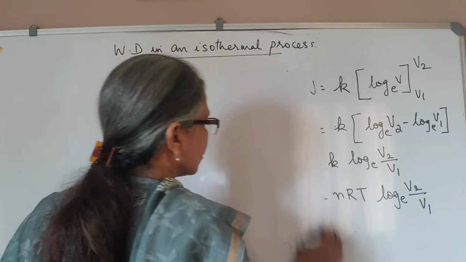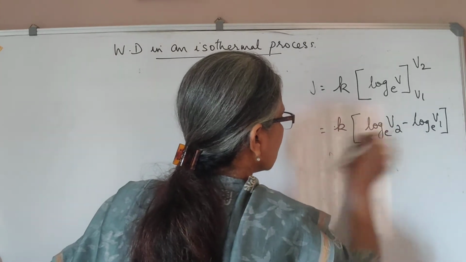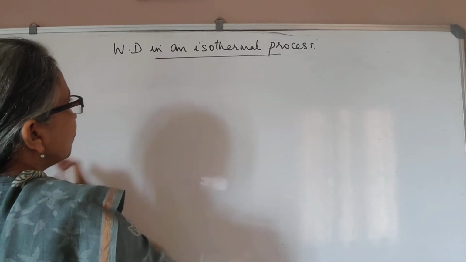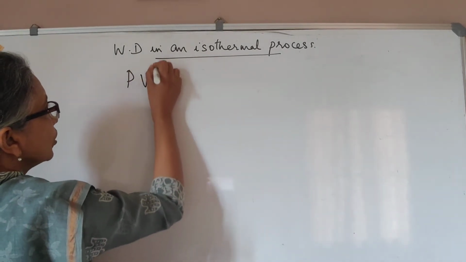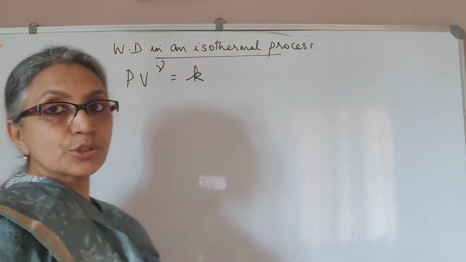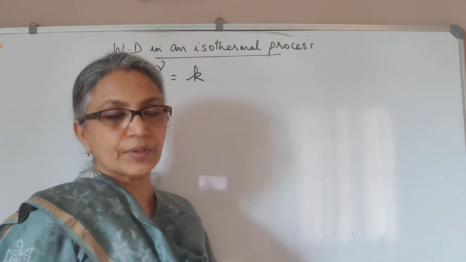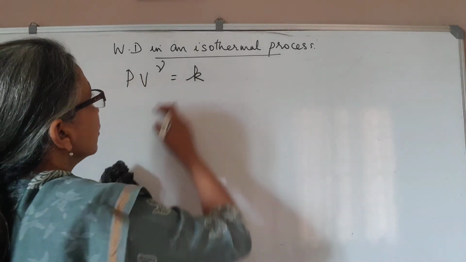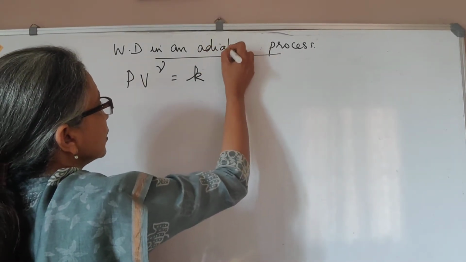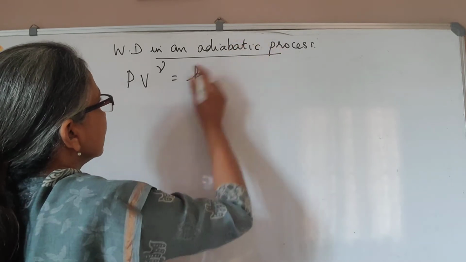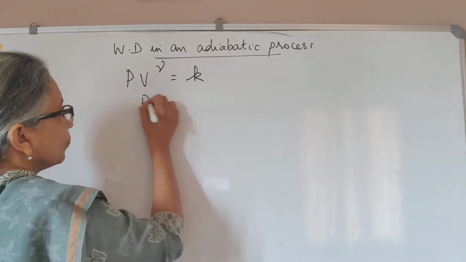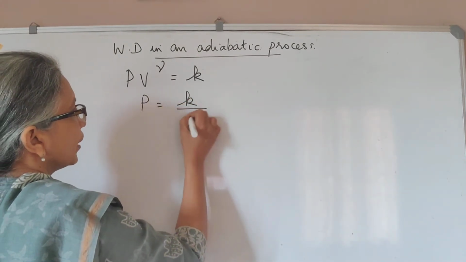Now for an adiabatic process, we have the equation PV raised to gamma is equal to a constant. This gamma is a ratio of specific heats, Cp by Cv. So for any adiabatic process, this equation is valid. PV raised to gamma equal to a constant, or P is equal to K by V raised to gamma.